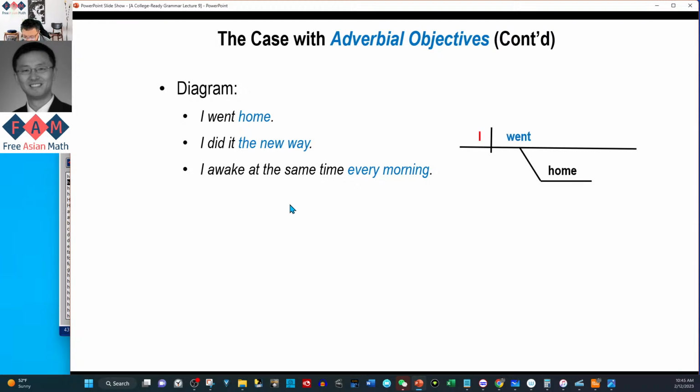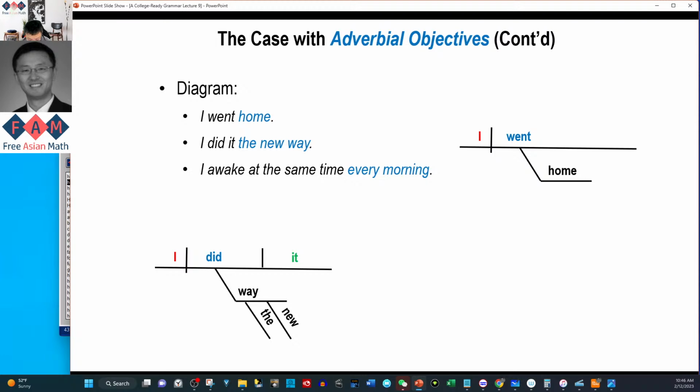Okay, so I went home. The diagram here is a little bit interesting. You can diagram this way, or you just use a straightforward backward slash, because home has been officially listed as an adverb in the dictionary. This is a little bit kind of just still treating home as a noun. Okay, so either way is fine, but this gives you, it's kind of stressing the fact that this is an adverbial objective.